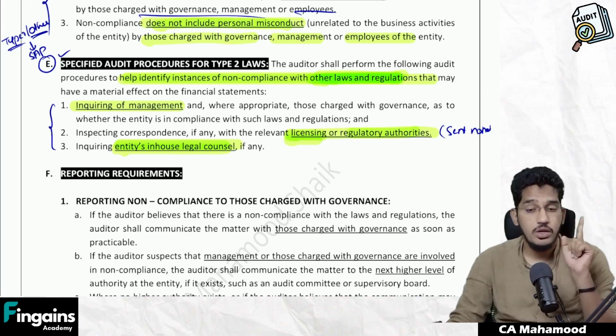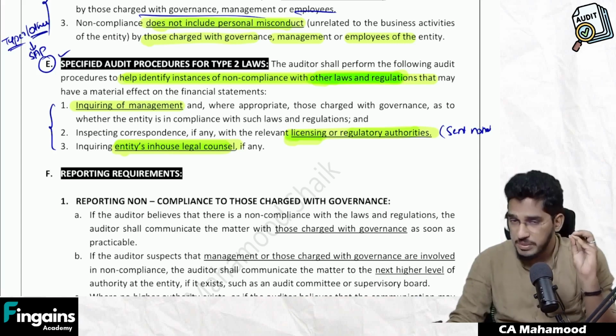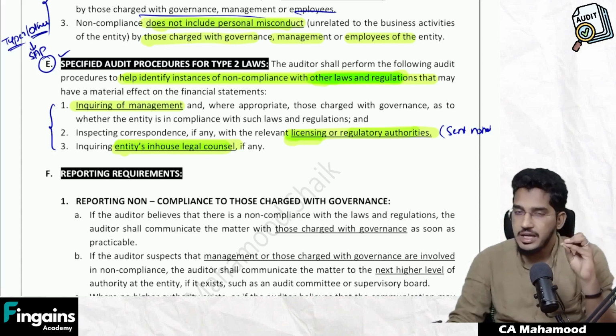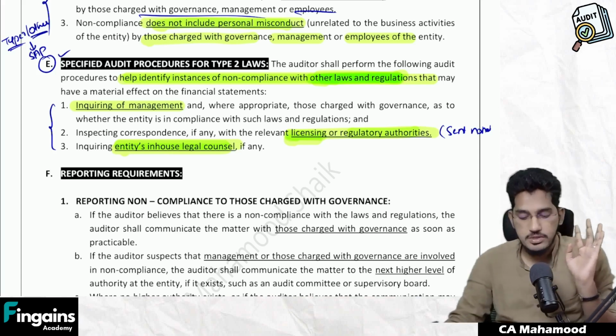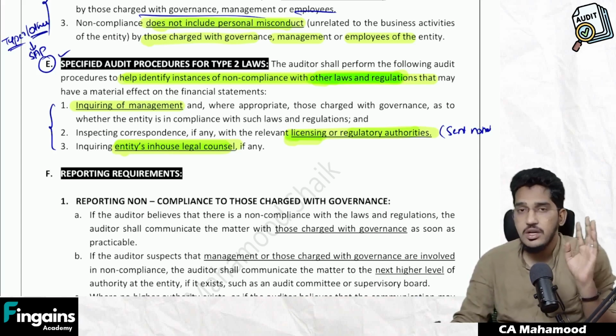But this is only for what? Type 2 laws and regulations. For type 1, there is no limited audit procedures. You have to perform in-depth audit procedure, treat it like any other item of financial statement, try to obtain sufficient and appropriate audit evidence. But when it comes to type 2 laws and regulations, you are supposed to perform only these three steps. What three steps you need to perform?